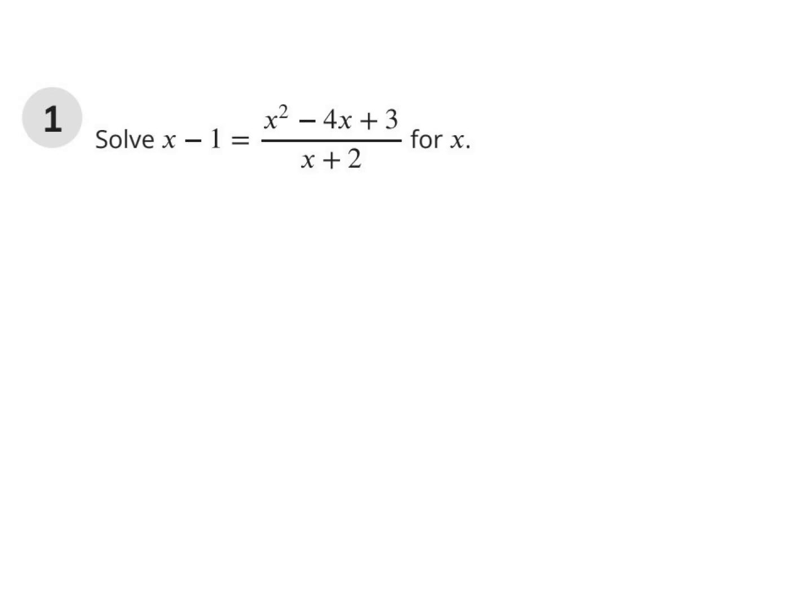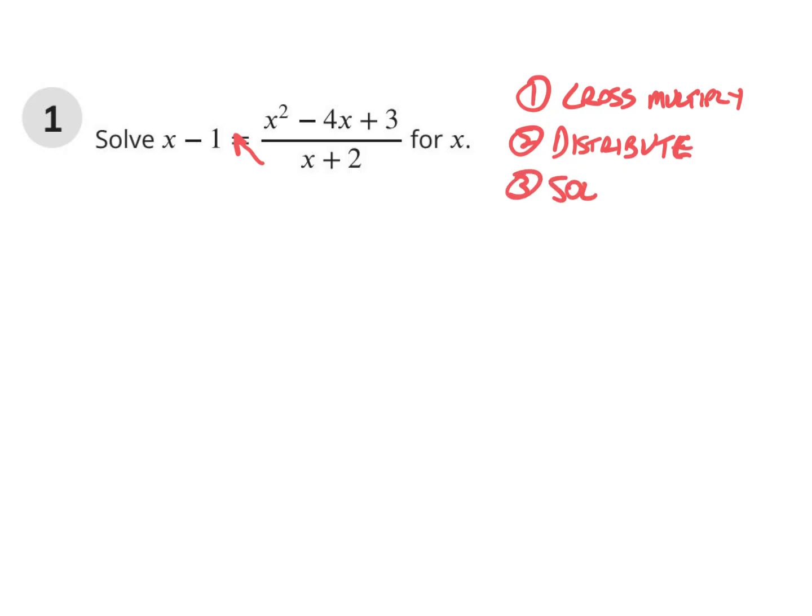Okay, solve for x. We have something in the denominator, so the first step is to cross multiply. Then we had to distribute, and then we had to do the next step. So let's write the steps down. 1, cross multiply. 2, distribute if you can. We cross multiply to get rid of the denominators. Distribute. And then 3, solve for x.